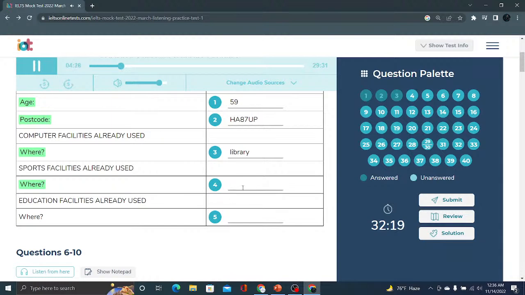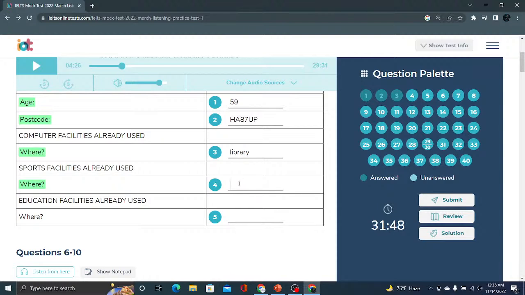Yes, I get down to the swimming pool at least twice a week. And education facilities? Are you currently attending any courses? Yes, I go... Okay, we missed it. Let's listen one more time. Yes, I get down to the swimming pool at least twice a week.